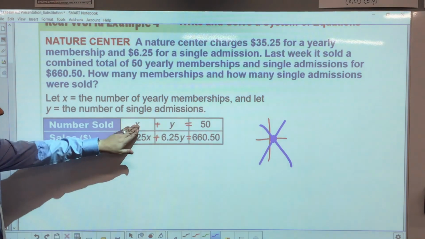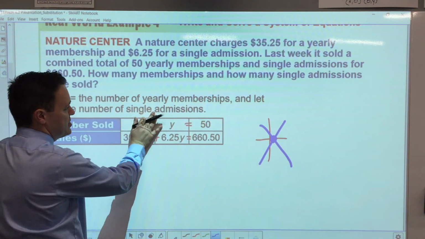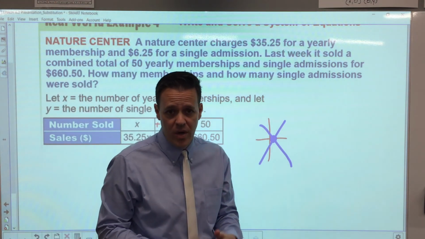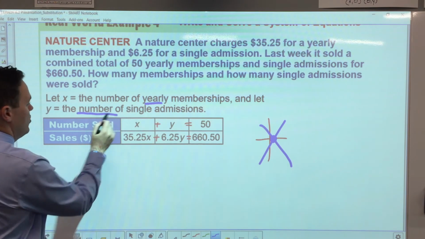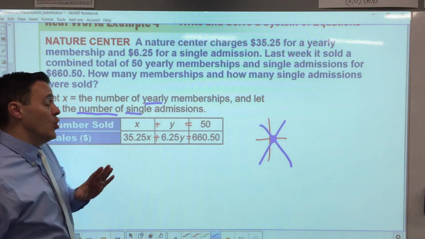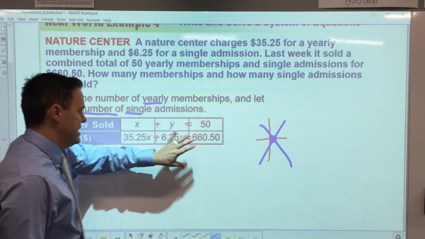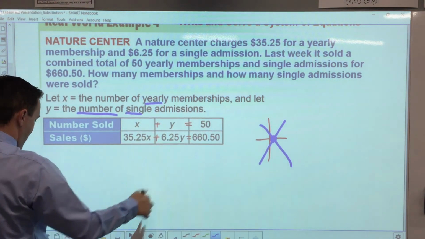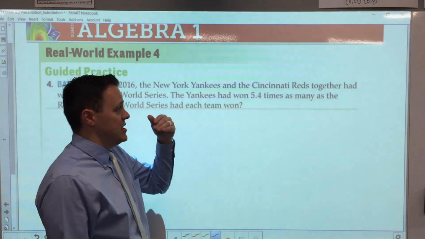Go from there. The x would be what? Let x be the number of yearly memberships. So if I were to ask you the question, wherever your point is, that x would be the yearly, and then that y would be single, okay? So you would need to tell me that on the answer. On the test, but understand, plot this out, graph it, go from there. Last one, ladies and gentlemen, try to put these together, okay?